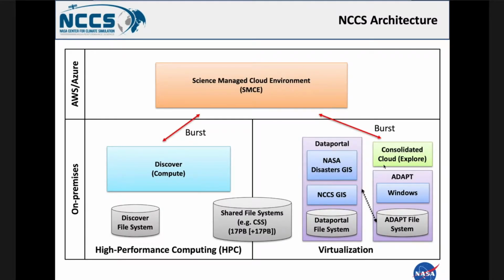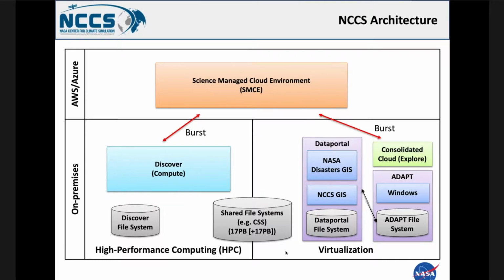At a high level, this is what the NCCS is. Over on the bottom left, we have our high performance computing on-premises platform, which is Discover. Then you also see that there's a Discover file system there. On the bottom right, we have the on-premises virtualization, which includes Data Portal, where the NASA Disasters GIS and the NCCS GIS reside. There is a separate file system for that.